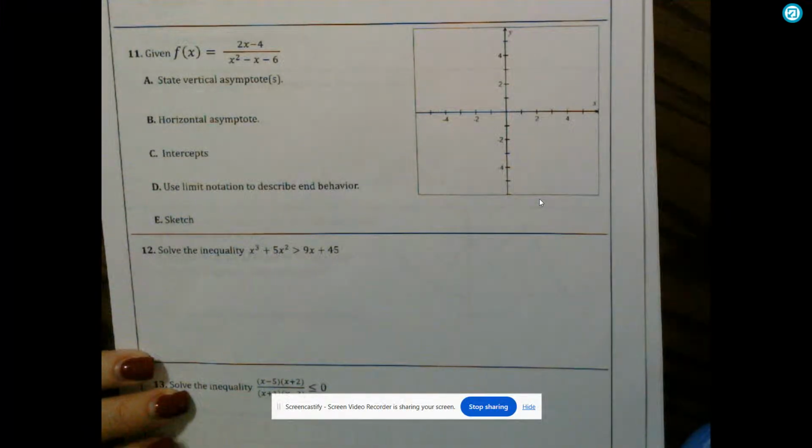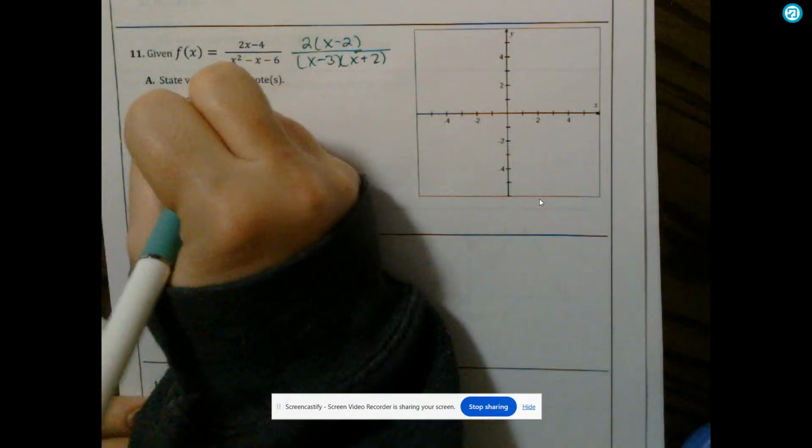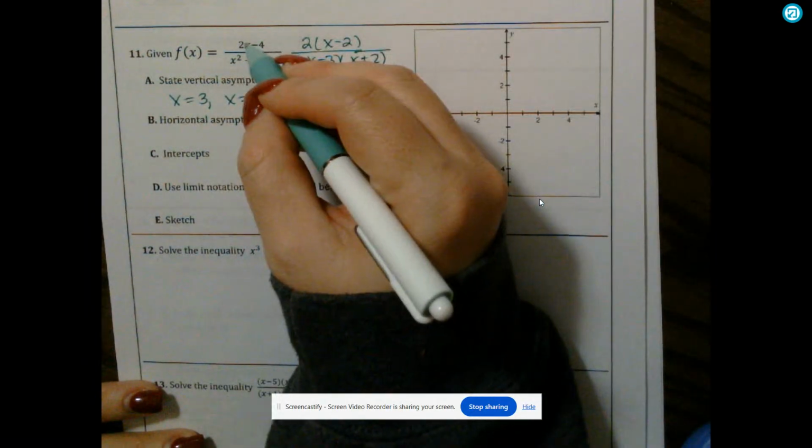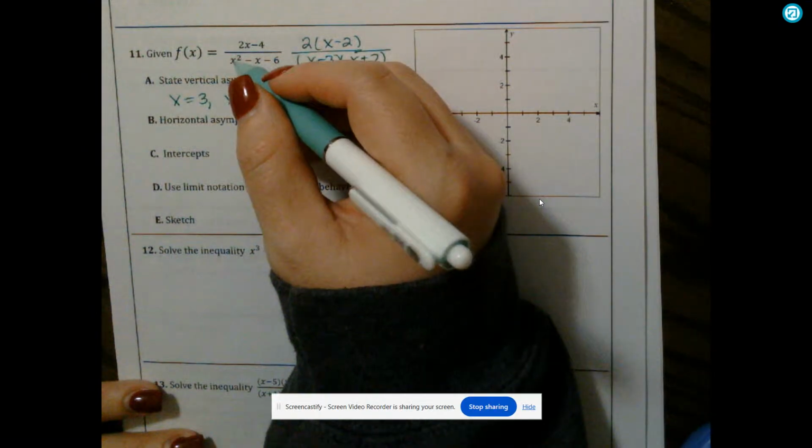All right, number 11, let's factor the top. I see nothing here is going to cancel. I have a vertical asymptote then at x equals 3 and x equals -2. I have a horizontal asymptote at 0, since it's bigger on the bottom.